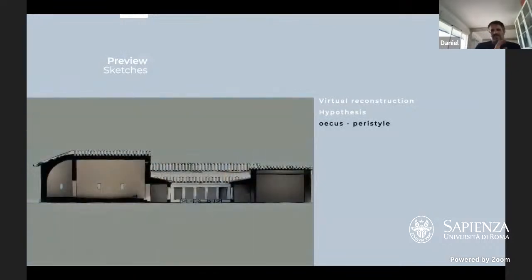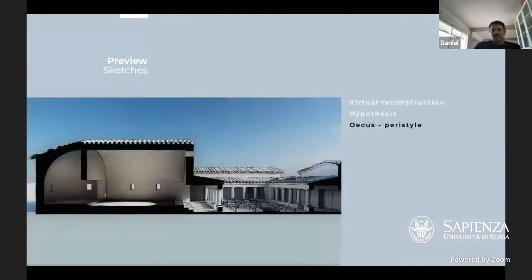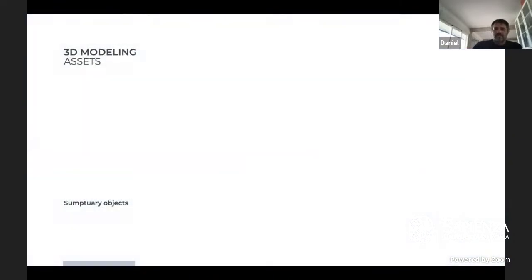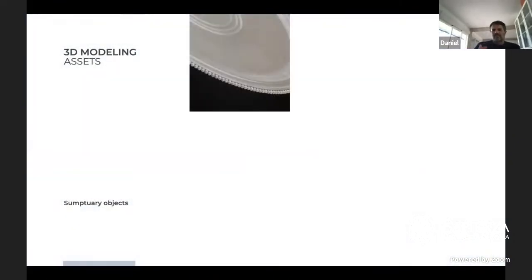Here you can see the section that crosses the peristyle up to the oecus, here on the left. And this is just another section. Again, very useful to me when the time arrives to start modeling.